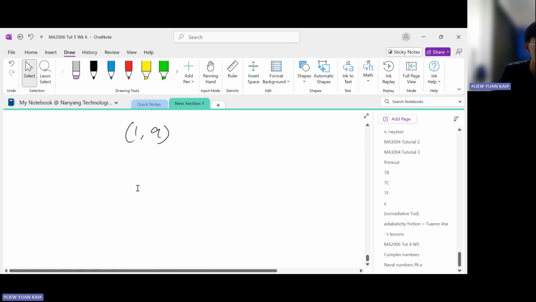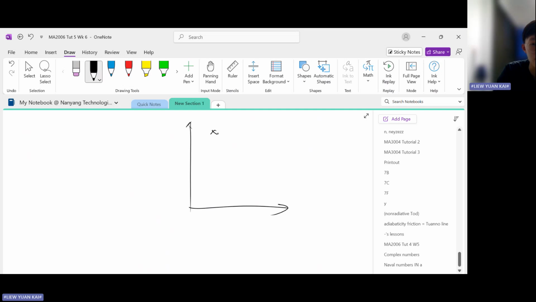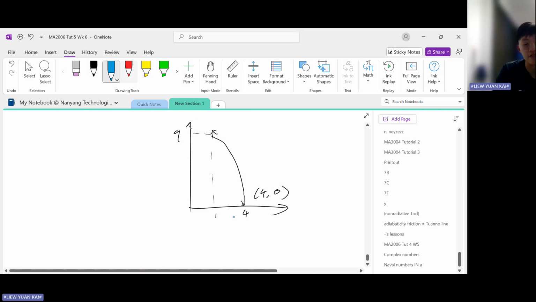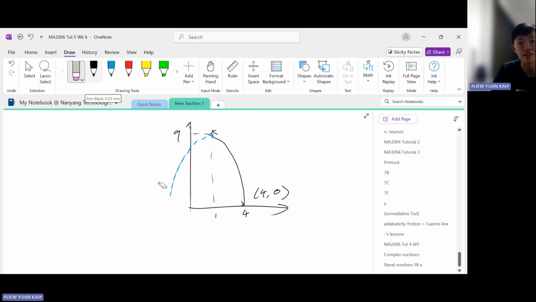So let me sketch out the path to you. The path will be like this. So this is (1, 9). Then it ends at (4, 0). So this doesn't look very clear how it is a quadratic curve, but actually this is half of a quadratic curve. If it's a complete quadratic curve, it will look like that. But since the starting point is exactly at the peak of the quadratic curve, you only see this. So this is the path that it takes.